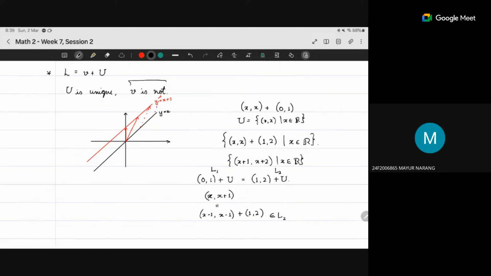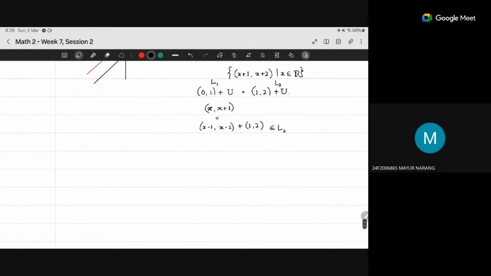So this V is not unique. You can have a given affine subspace which is expressed as V1 plus U or V2 plus U. The precise set of all vectors that give the same affine subspace is actually the vectors of L. So for any V in L, L is equal to V plus U. You can write it this way.